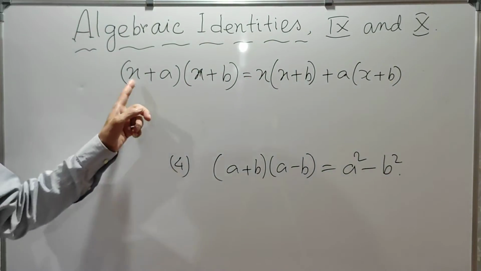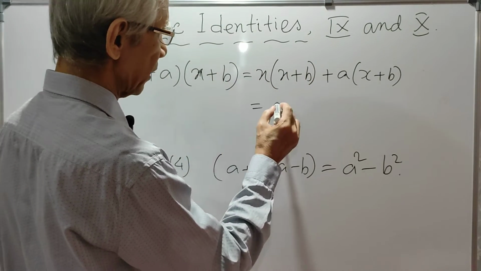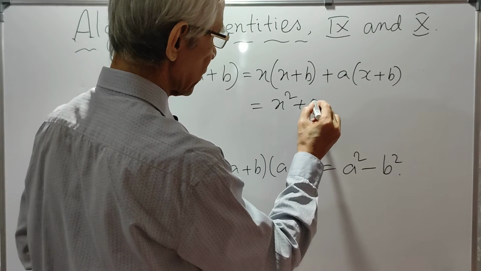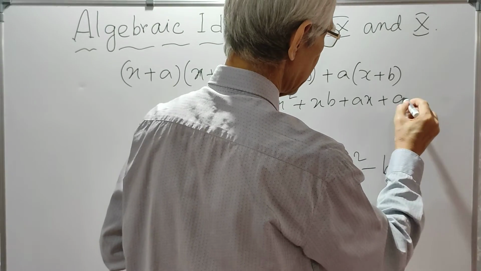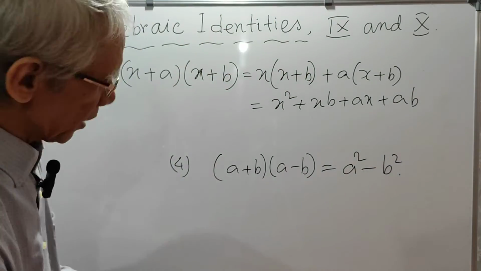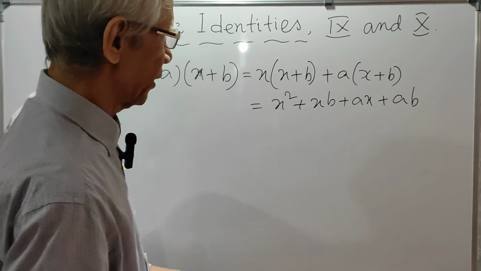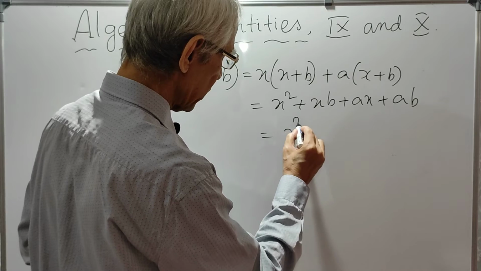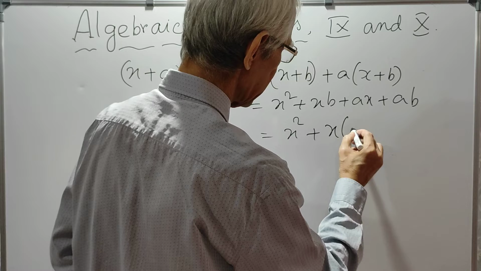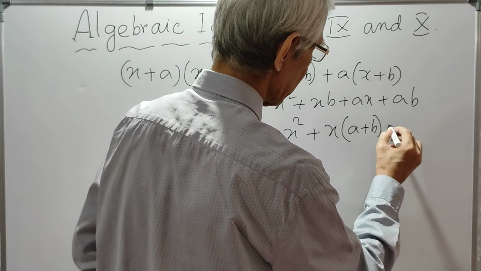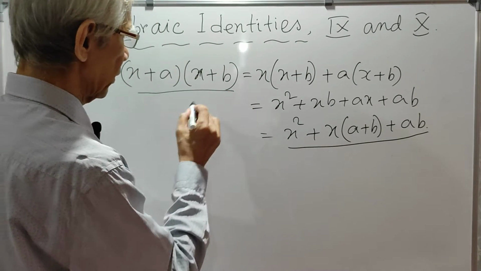So if you multiply these two factors, x plus a and x plus b, you will get this. Now open the bracket: x square plus xb plus ax plus ab. All right. So I am going to get that fifth identity, equal to x square. Now from these two you take x common. If you take x common, what will you get? a plus b, so plus ab. So this is the fourth identity. This is the fifth identity.